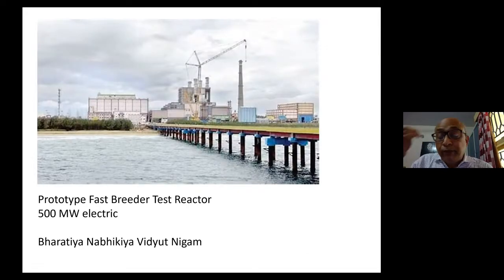And one of the important things which has evolved from the fast breeder test reactor is the prototype fast breeder reactor, which is under advanced stage of commissioning. It should be commissioned anytime now. And this prototype fast breeder reactor will contribute 50 megawatt of electric power to the Tamil Nadu grid. And this is being built by a company called Bharatiya Navikiya Vidyut Nigam.